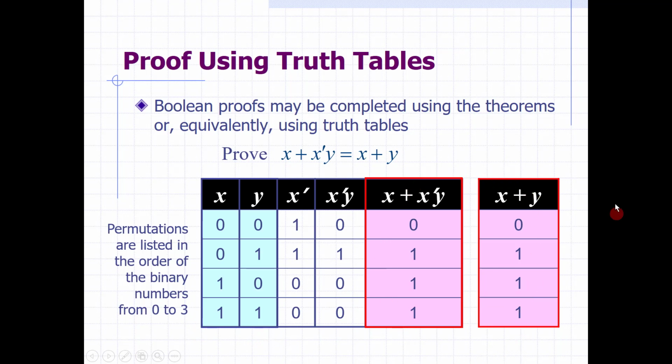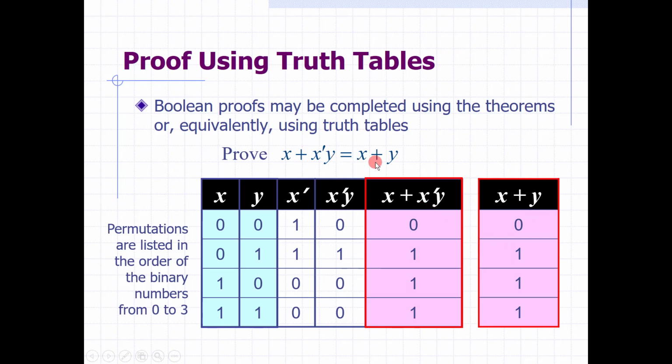Now, if we compare these two columns, we see that they are identical. So no matter what permutation of inputs you have, you get the same output. And because of that, this expression is true. It's an exhaustive proof. Not exhaustive because it's hard, it's exhaustive because we've exhausted all possibilities. We've shown it works for every case, and therefore it's true. This is a valid proof method.